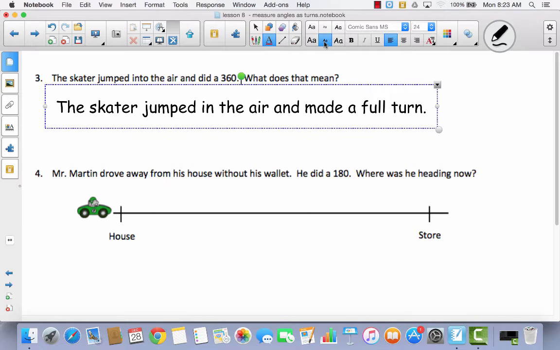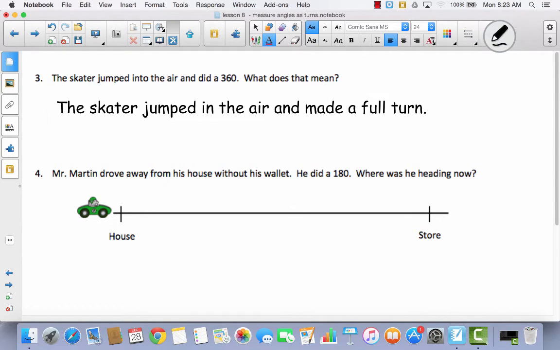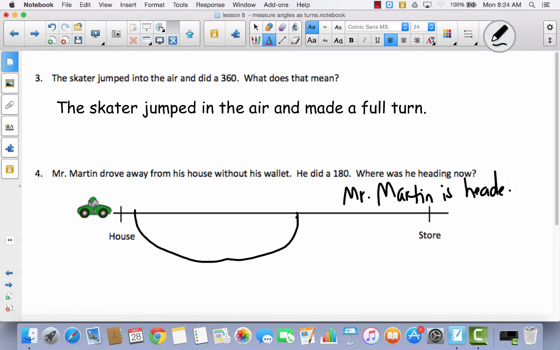Martin drove away from his house without his wallet. He did a 180. Where is he headed now? So he drives away from his house, and then he does a 180. So if he does a 180, that means that he's not going to make just a 90-degree turn, he's going to make a full 180-degree turn. So that means that now he is headed back to his house. Where is he headed now? So I would say Martin is headed back to his house.